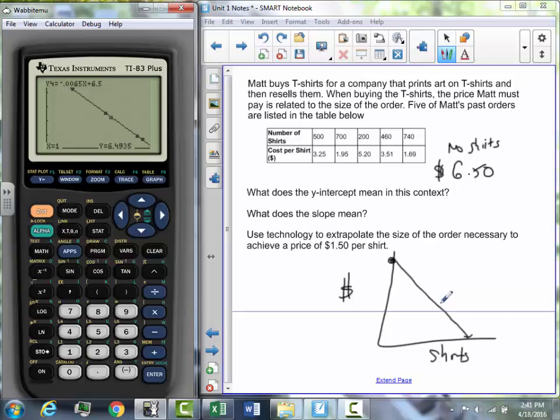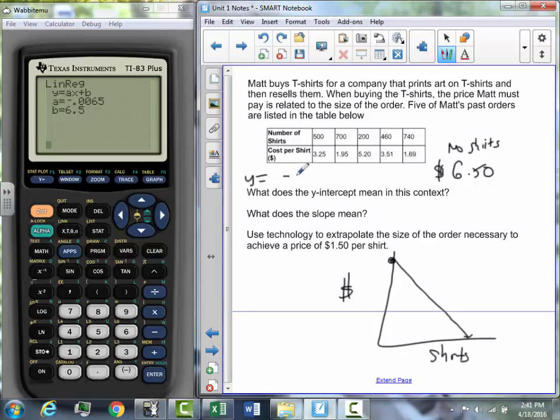What's the slope of the graph? How can I find the slope? Anybody have any ideas where to find the value? Second, quit. Let's write out the equation. Second mode, right next to it. Let's just go back where the LinReg equation shows up. It's y equals negative 0.0065x plus 6.5. Press enter.